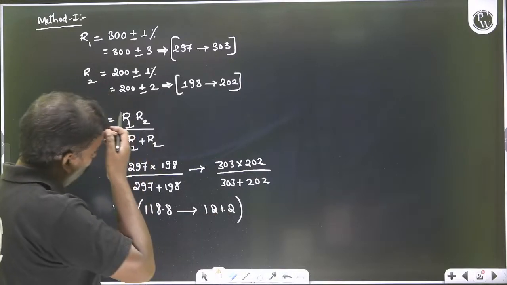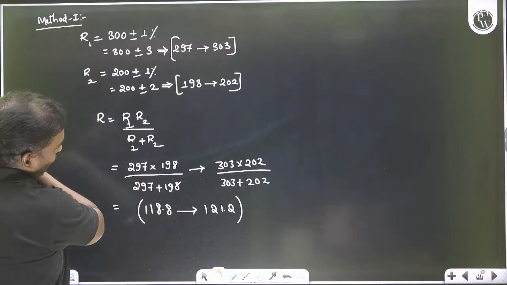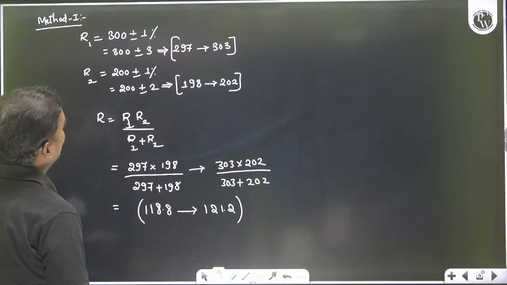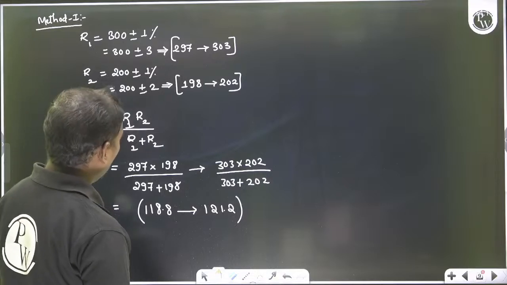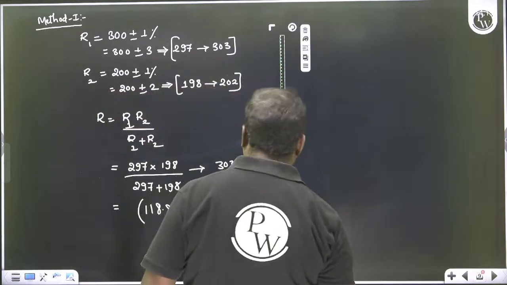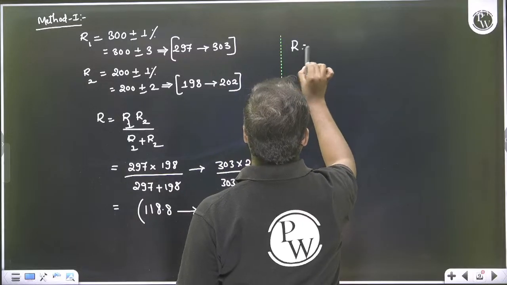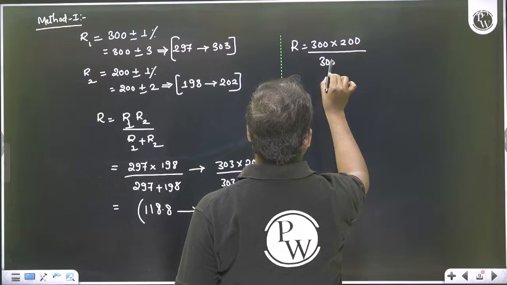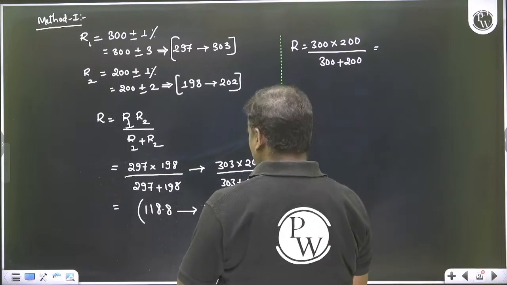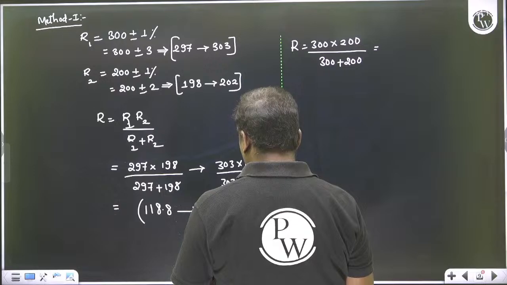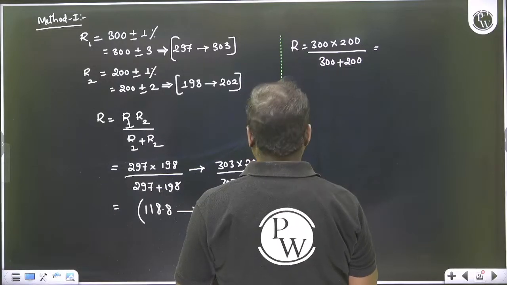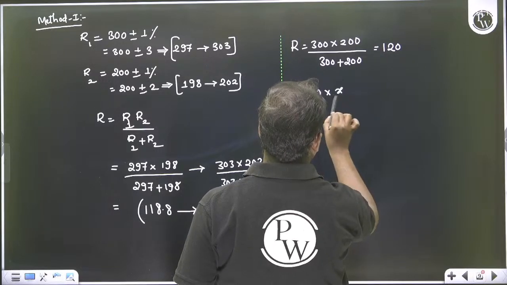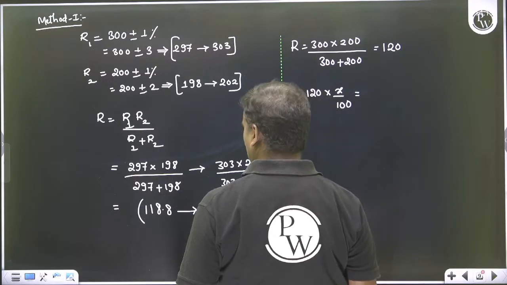So how much percentage in R will this be? Generally, R should be 300 into 200 divided by 300 plus 200, which is 300 into 200 divided by 500. So 120 is coming. So in 120, how much percentage? If you check, 118.8 should come.